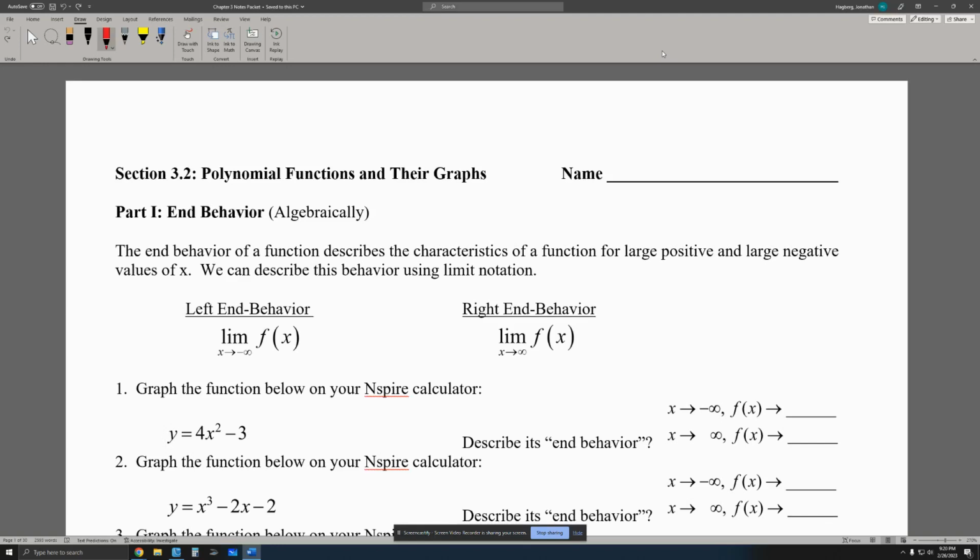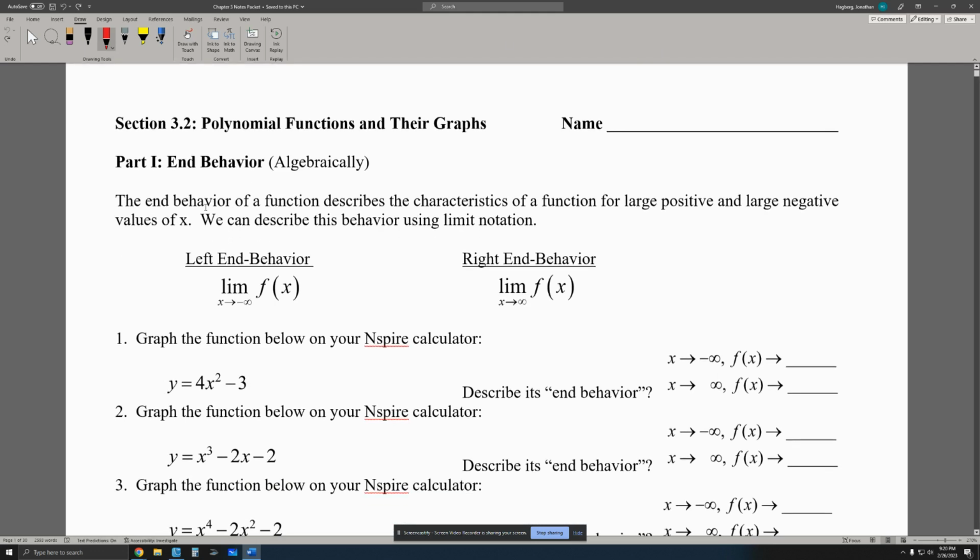Hi everyone. Today we're going to be beginning our new notes, which is on Unit 3, Polynomials and Rational Functions. We begin with Section 3.2, Polynomial Functions and their Graphs. We'll start by looking at end behavior and seeing what's going on with the function as we move to the left and as we move to the right. We're going to find this algebraically first.